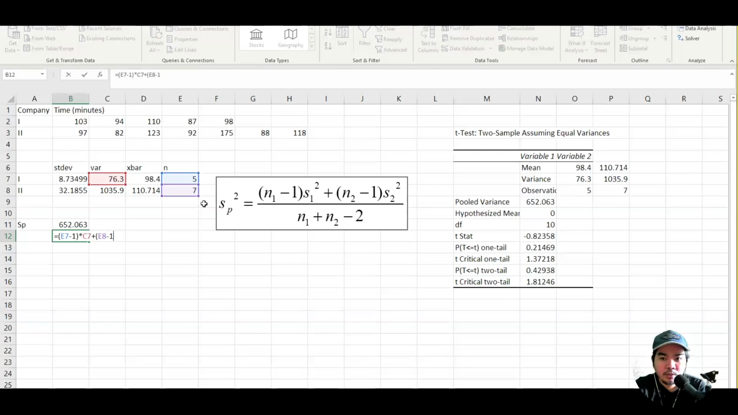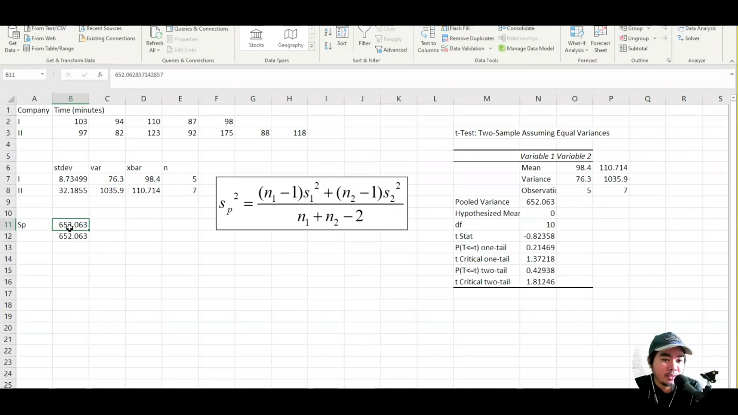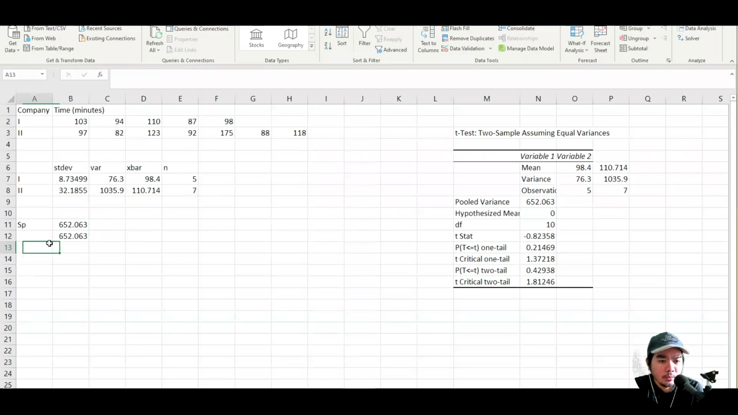So this is n2 minus 1, I should say, multiplied by s2, which is this value. S2 squared, again, variance lang siya. And lahat ng to, i-divide natin by the quantity n1 plus n2 minus 2. Okay, and you should see that it has the same value, yung pooled variance na to. So, after that, we compute for t.